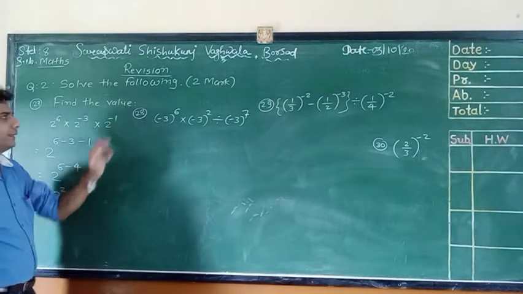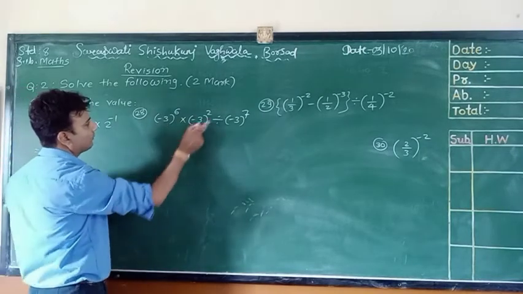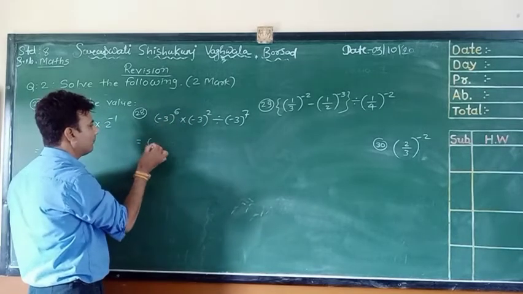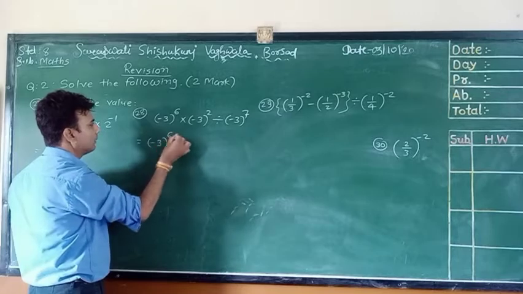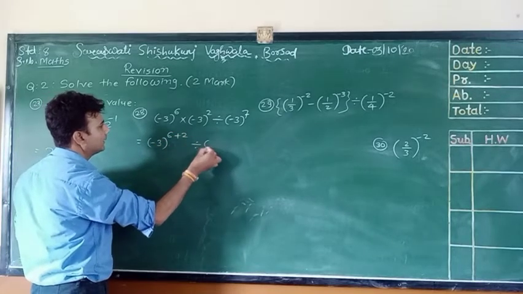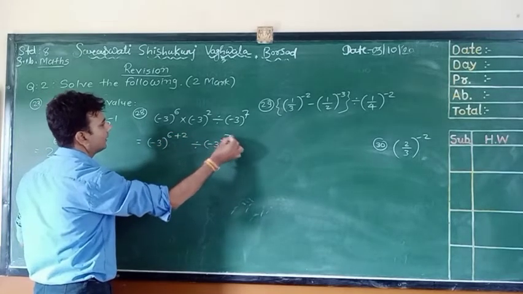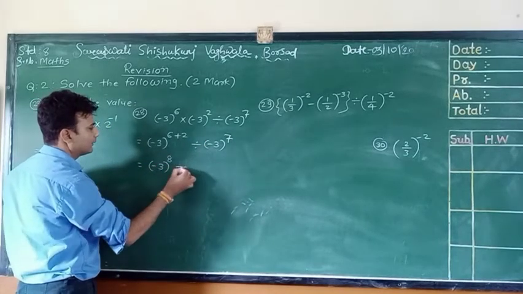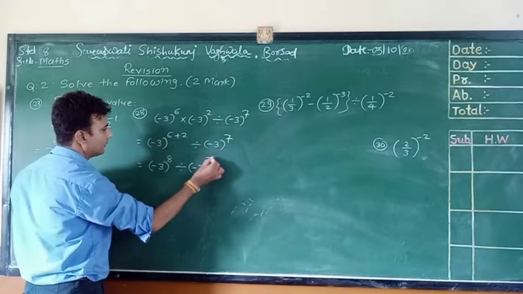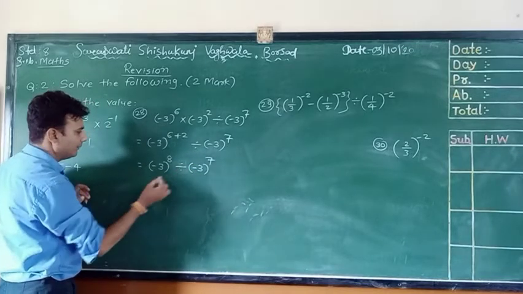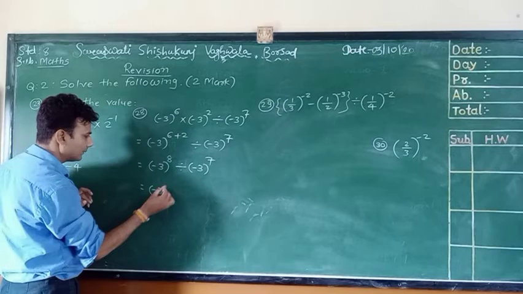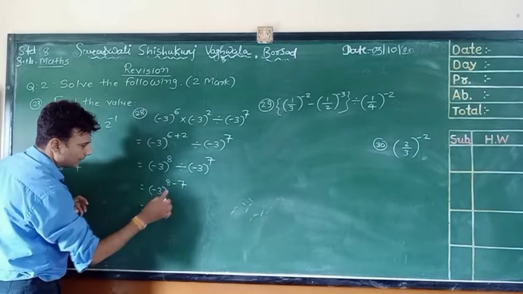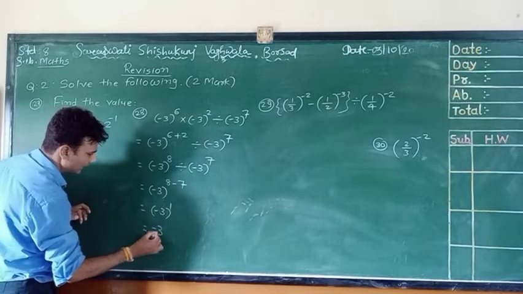Okay. Now question 28 is the same. First we will simplify this. Same base multiplication, sum of their powers: 6 plus 2 is 8, divided by minus 3 raised to 7. Same base division, subtraction of their powers: 8 minus 7, so 8 minus 7 is 1. So the final answer is minus.